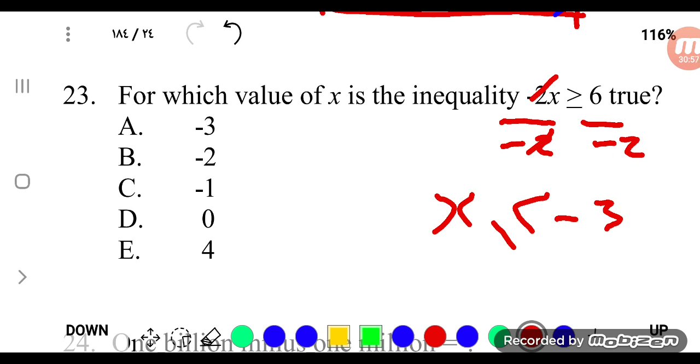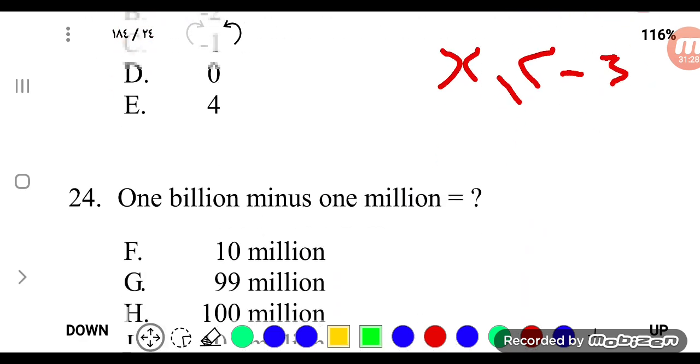So option A is correct. Don't forget to switch the sign of the inequality because you divide by a negative number. Anytime you divide by a negative number, you switch the sign of the inequality. So here it was greater, it becomes less or equal. So the correct option here is -3. So I have to choose option A. That's the correct answer.